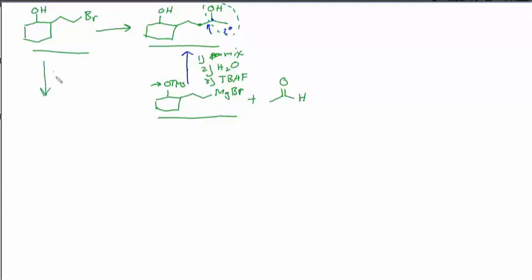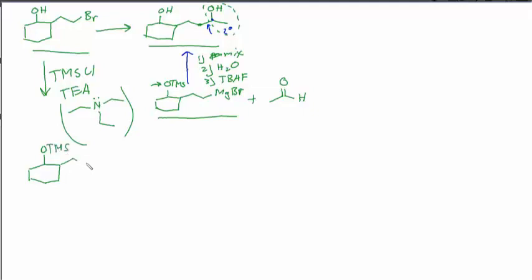So if we go here, TMS Cl and triethylamine, or you can draw it out, that's fine. Organic chemists do love their acronyms. But if you prefer to draw the structure, I don't have a problem with that. What this is doing is, of course, protecting the alcohol. And then I have my primary bromide that I'm going to convert to a Grignard. Now I can make the Grignard, and actually it takes it right up to here. Now I've created the Grignard.